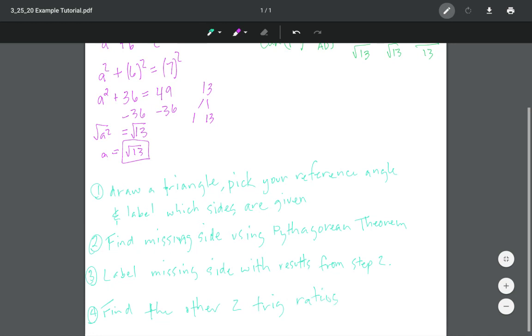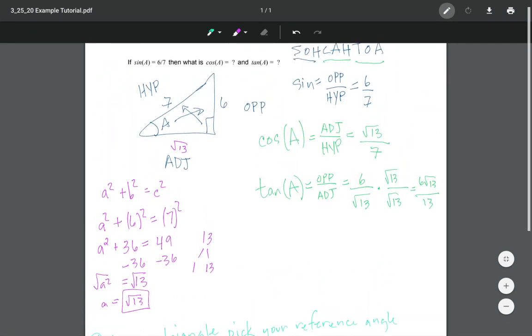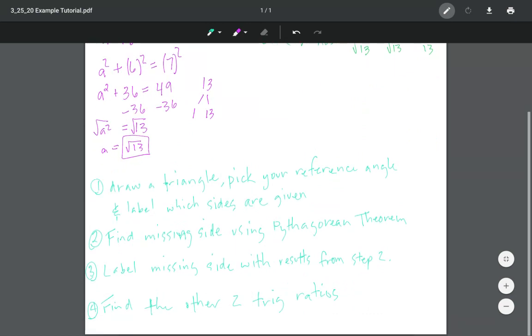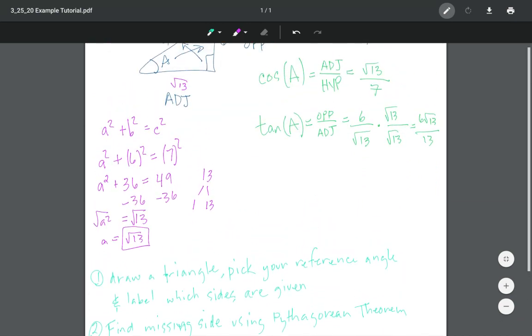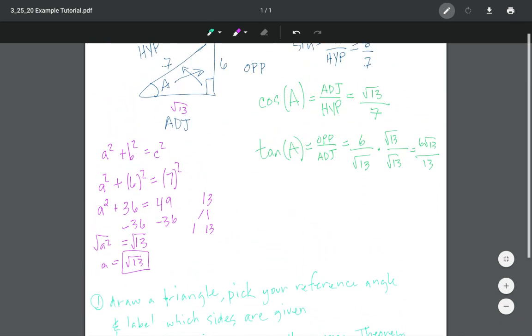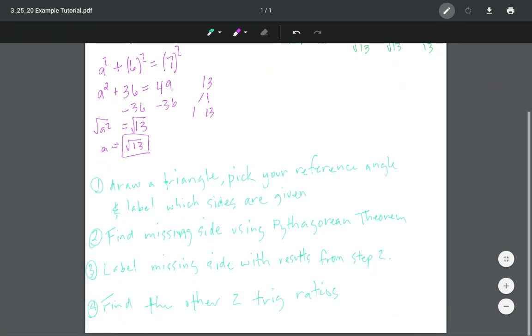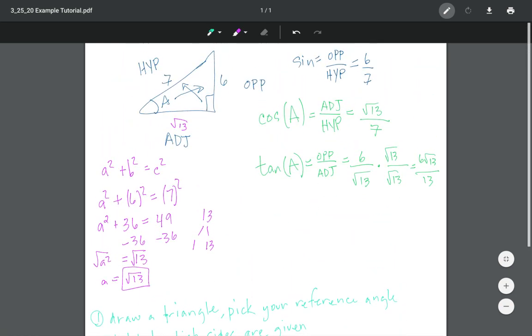Okay, so just going back over these 4 steps, we draw the triangle, pick your reference angle and label what's given to you, find your missing side using the Pythagorean theorem, which is what we did here in the pink. Okay. You're going to label the missing side with your result from step 2. We also did that in the same pink color. We were looking for the adjacent side length. And then last but not least, you're going to find the other two trig ratios. That's what we did up here in green.